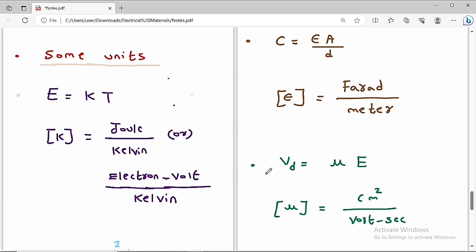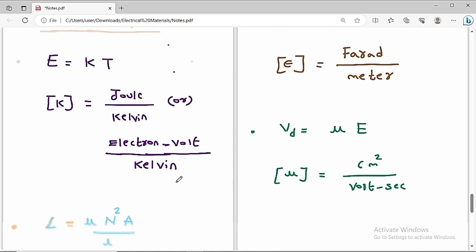So let me tell you some important units that I definitely ask in the examinations. Here E is equal to K into T, where E is called the thermal energy, K is called the Boltzmann constant, and T is the temperature. Temperature is always measured in Kelvin, and energy can be measured in either joule or electron volt. So now I will find the unit of the Boltzmann constant. It can be either joule per Kelvin or electron volt per Kelvin.